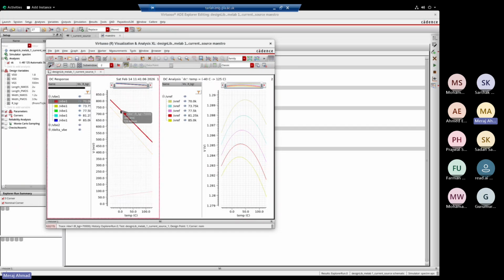So I'm calculating slope with respect to temperature. It's not a fixed temperature. Suppose this is 0 degree and this is 80 degree. So I need this slope and this slope. By sweeping, it will perfectly cancel at a certain temperature, right? Not across temperature, due to non-idealities.